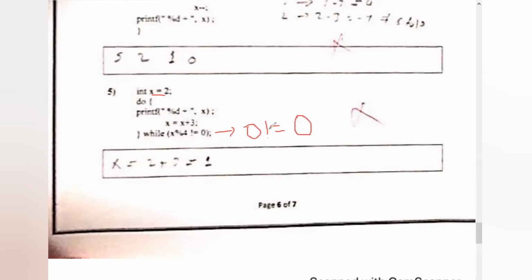In this statement, 0 is not equal to 0, so this is false. This is 0. The loop will terminate only in this condition. So first, x is 2. The first iteration will display plus 2.